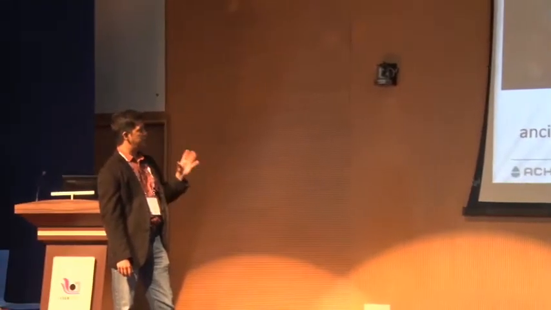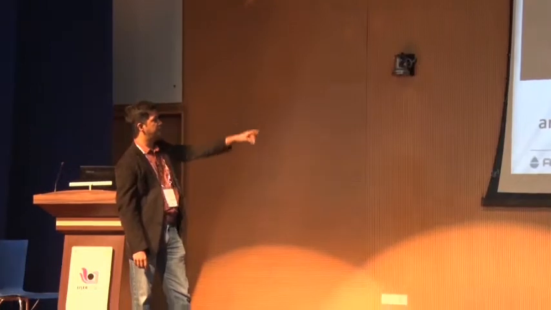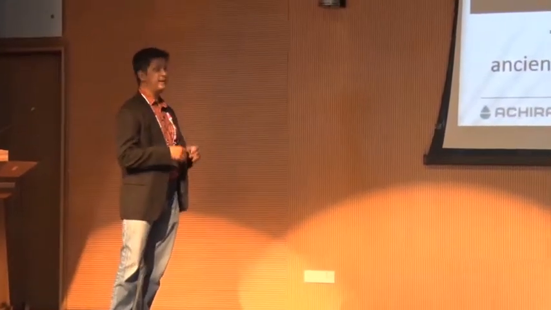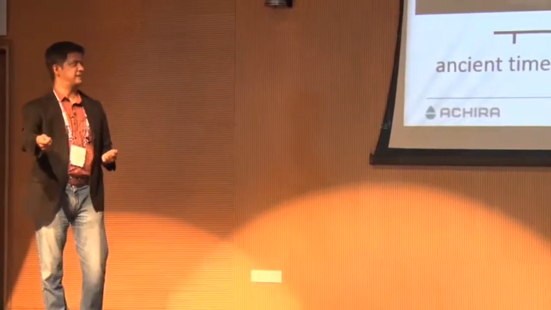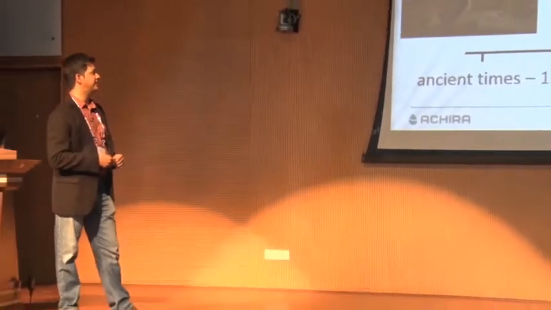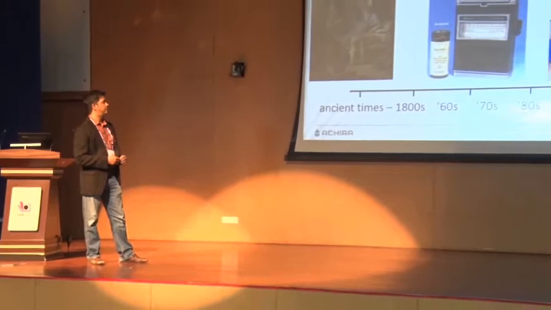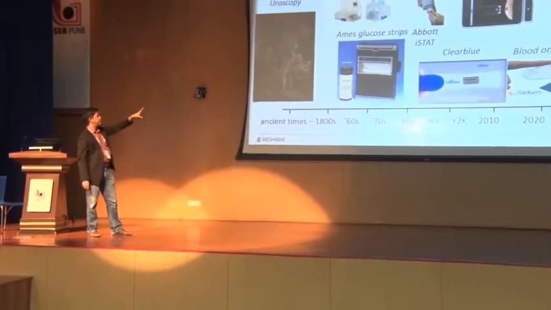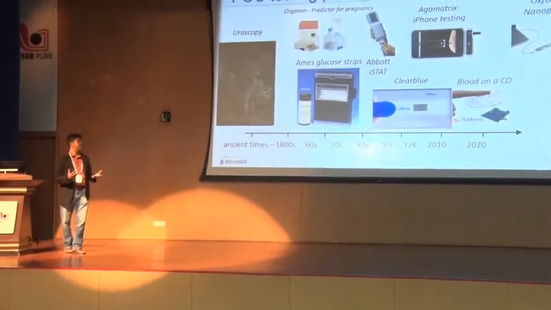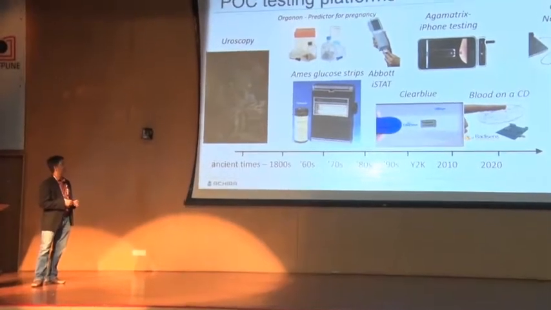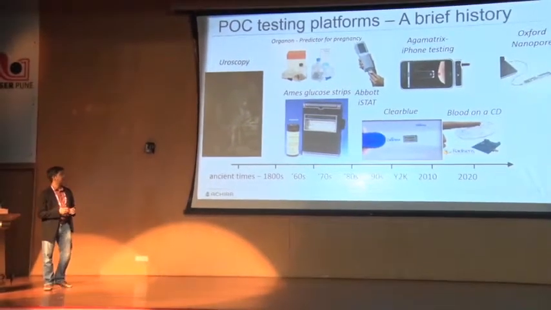And then slowly, I'd say there's been a lot of developments. Today, you have the Clear Blue. It's a digital home pregnancy test. It's very expensive because you're really disposing something which has an LCD screen inside it. But in the US, I think it's quite popular right now. Then you have the Abbott iStat, a very, very commercially successful point-of-care analyzer for blood gases and electrolytes.